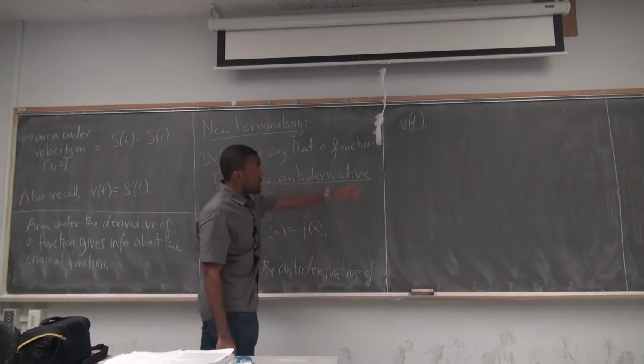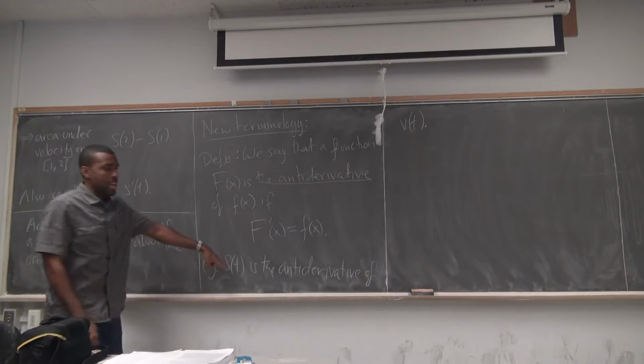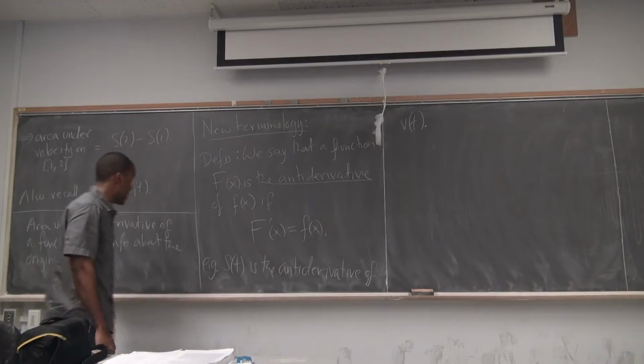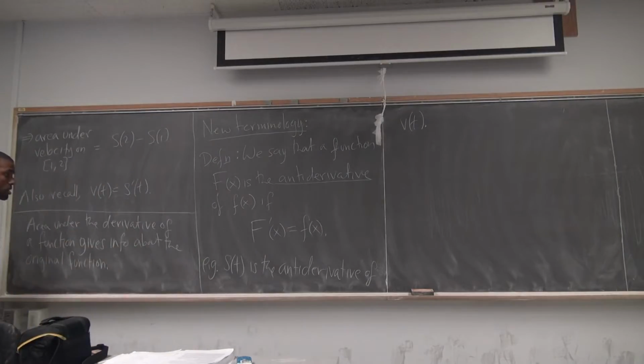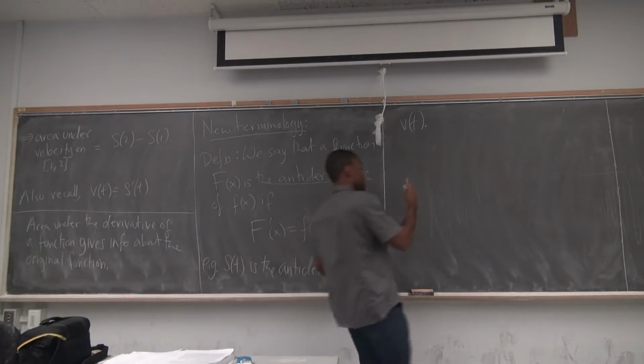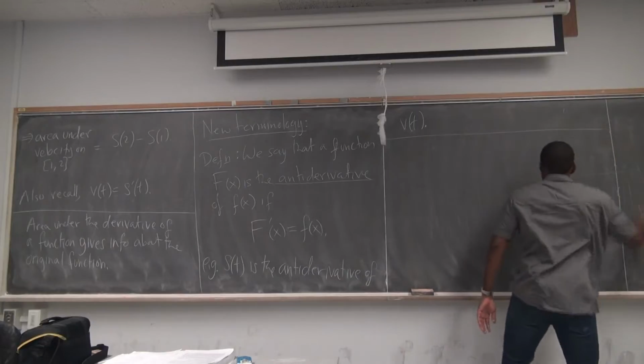So saying that v is the derivative of s is the same as saying s is the antiderivative of v. And based on what we've just learned, the area under the derivative gives you information about the antiderivative. Right? That's something that we're going to be using later on. Okay.